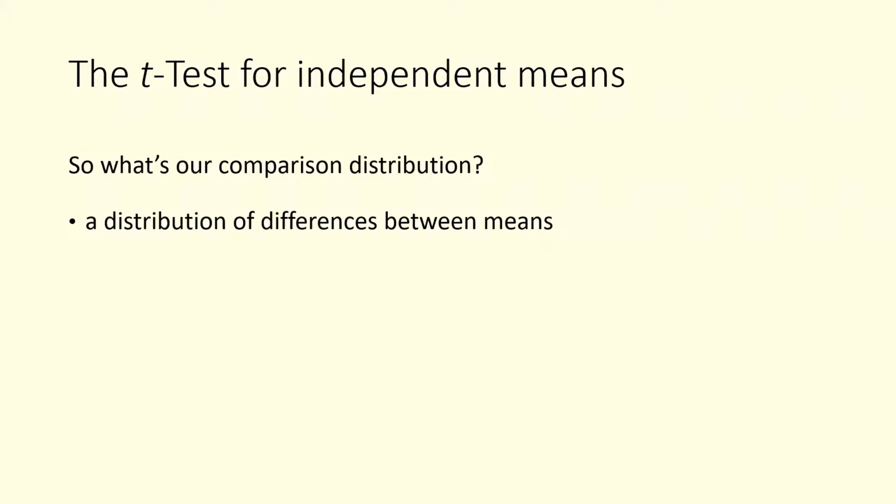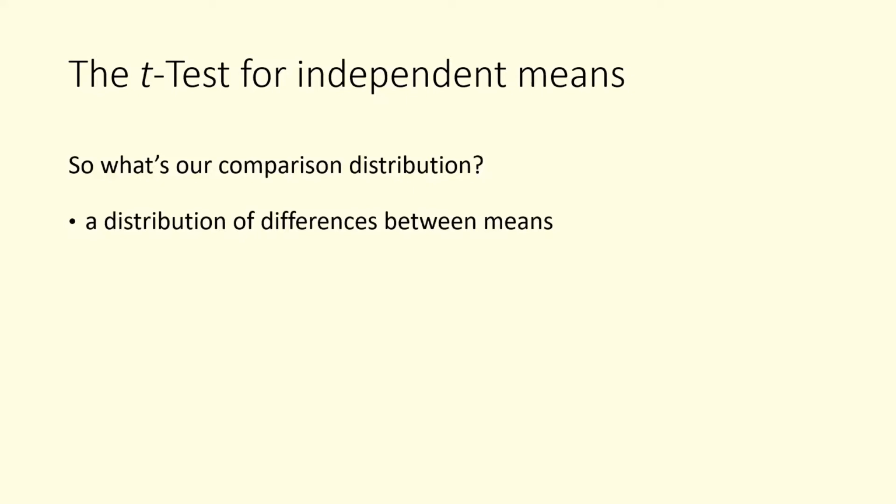So what's our comparison distribution here? We know that our comparison distribution always looks like our sample. What our sample is going to give us is the difference between two means, between the means of each of our groups. So our comparison distribution is going to be a distribution of differences between means. And that's what we'll be looking at.